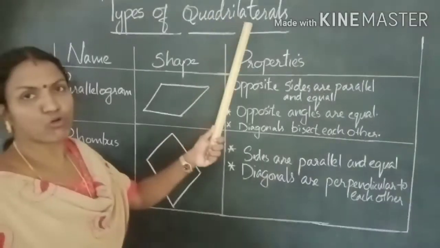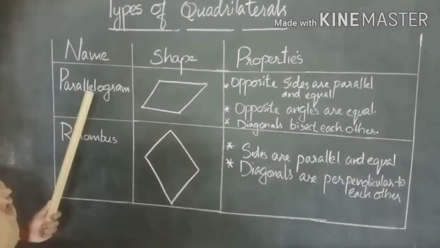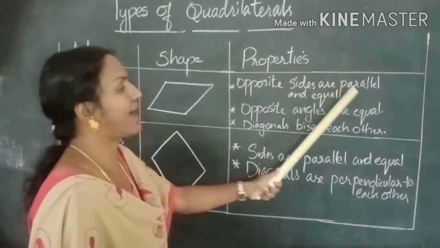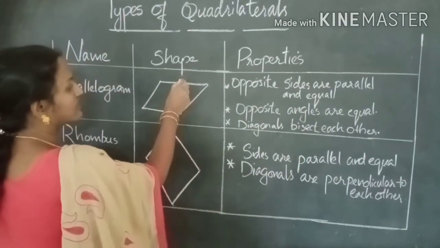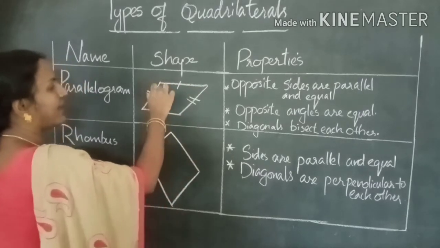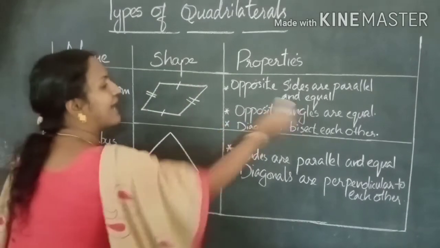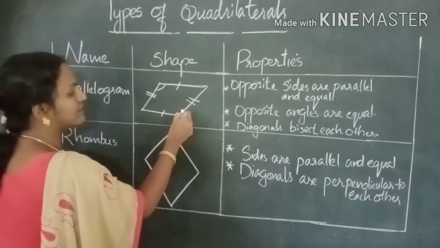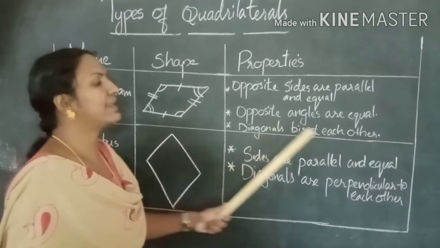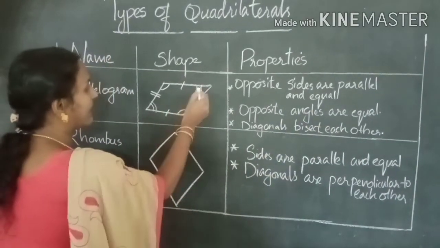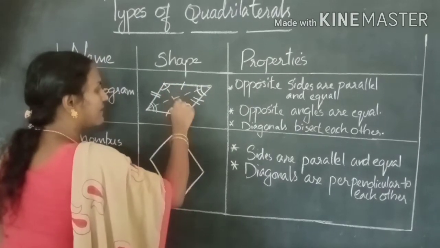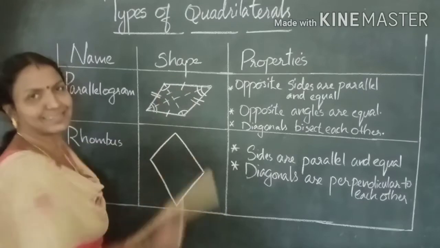Next, types of quadrilaterals. First one is parallelogram. In a parallelogram, the opposite sides are parallel and equal, one pair and the other pair. Then opposite angles are equal. This angle is equal to this angle, and this angle is equal to this angle. The diagonals bisect each other.